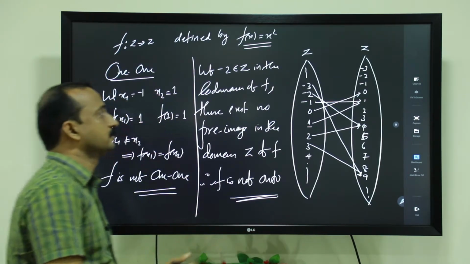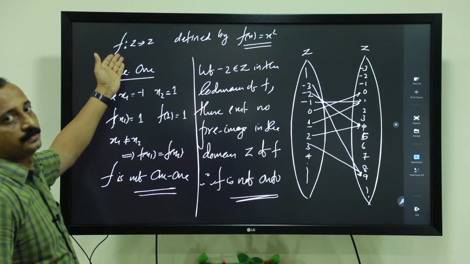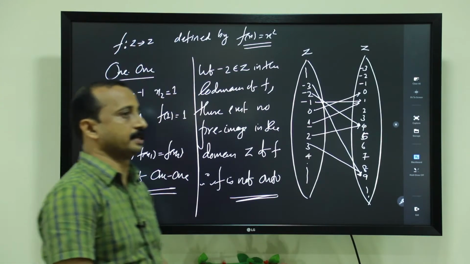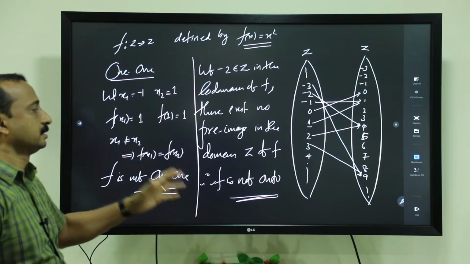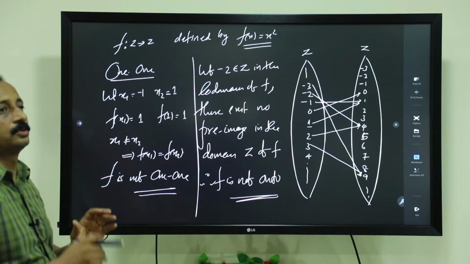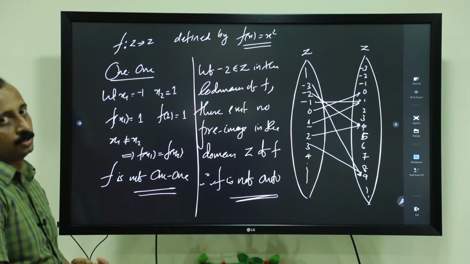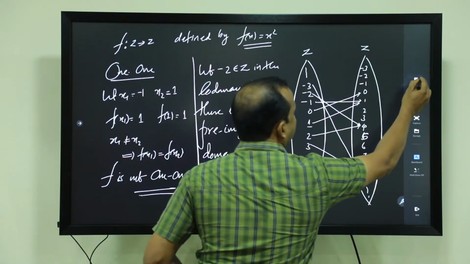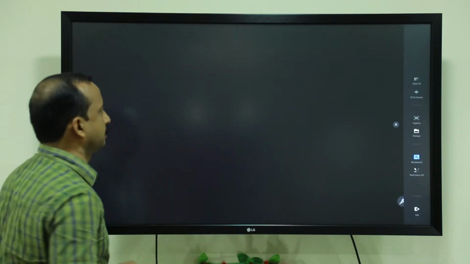Similarly, we prove that the function from R to R defined by f of x equal to x square also gives the same answer. That function is also not 1-1 and not onto. Okay. Now let us discuss another type of question.